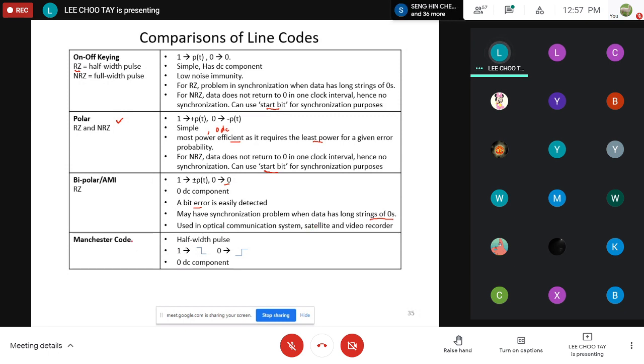Okay, and Manchester code. Manchester code basically again sends a half-wave pulse. One is sent as a high to low pulse, whereas zero is sent as a low to high pulse. Again, the advantage of this Manchester code is a zero DC component. And then synchronization also is easier. It has no synchronization problem. Okay, so that is a brief comparison of the types of line codes.